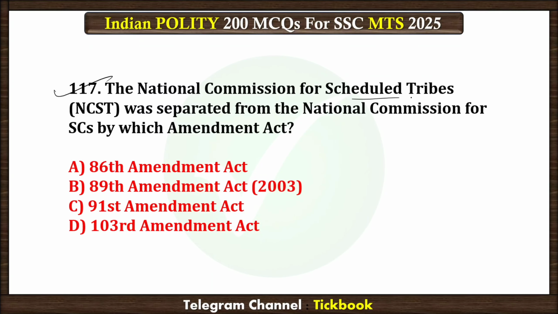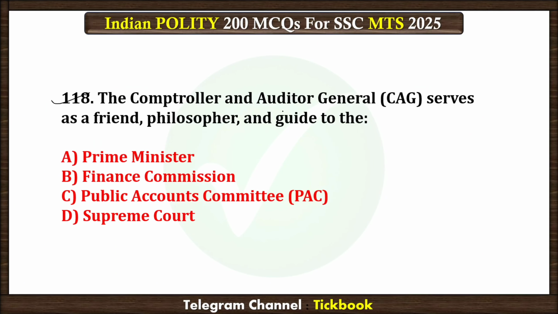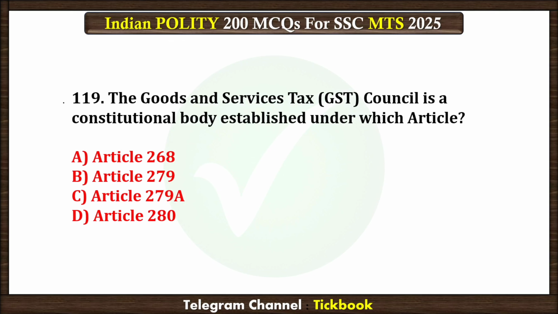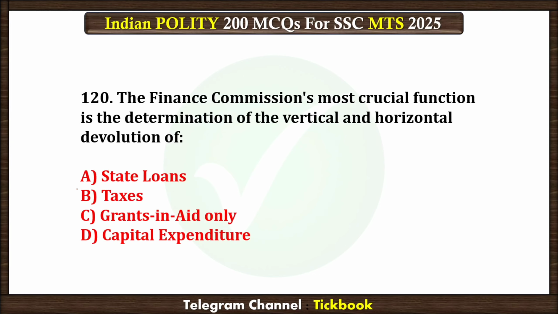117. The National Commission for Scheduled Tribes NCST was separated from National Commissions for SCs by which Amendment Act? Option number B, 89th Amendment Act 2003. 118. The Comptroller and Auditor General serves as a friend, philosopher and guide to the. Option number C, Public Accounts Committee. 119. The Goods and Service Tax Council is a constitutional body established under which article? Option number C, Article 279A.